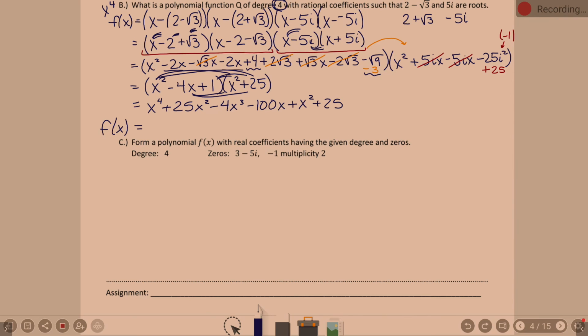And put them in order. We have x to the fourth, minus 4x cubed. And then there are 2 x squared terms: 25x squared plus x squared, that's 26x squared. Then we have a minus 100x and a plus 25. Answer.